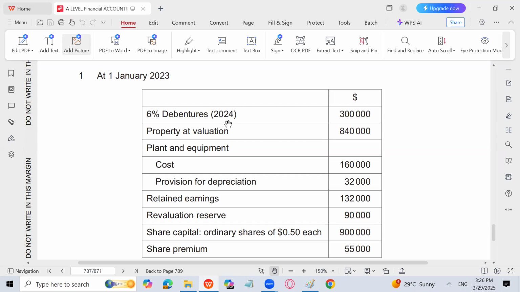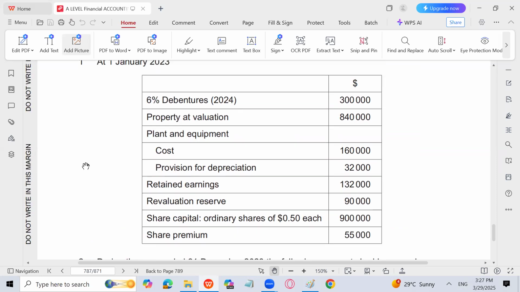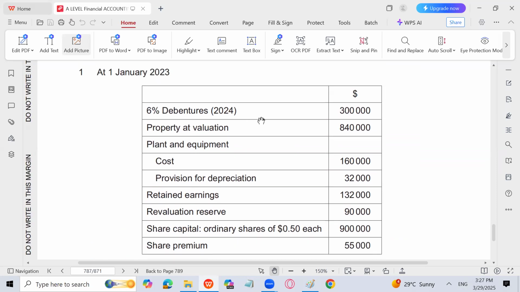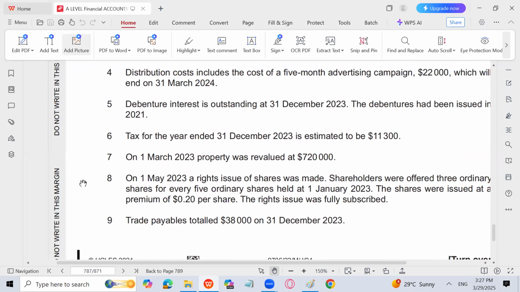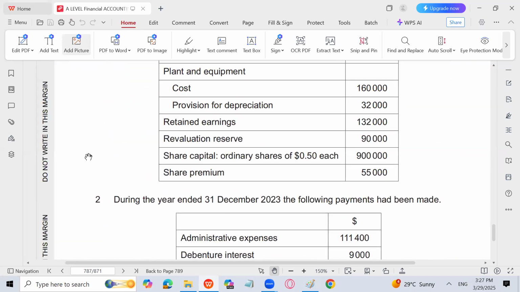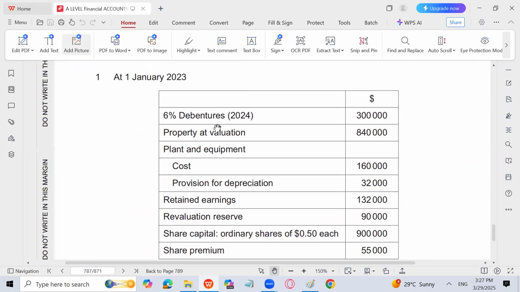Why, sir? It has come in another question also, in May/June 2022. Yes, in May/June 2022 we had the same type of question, and the debenture was a current liability in that question also. And this question has come in May/June 2023. Again, the debenture is a current liability. Why? Because we are in 2023 and these debentures are supposed to be paid in the next year. So it's a current liability.